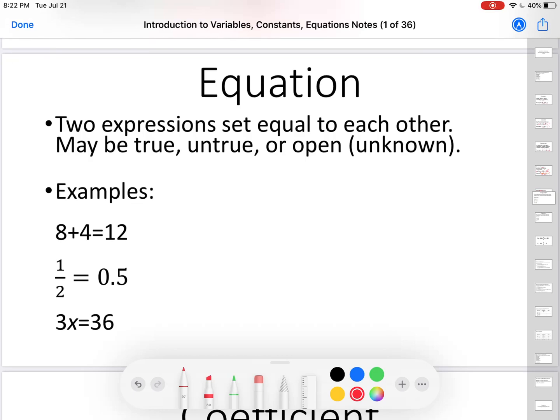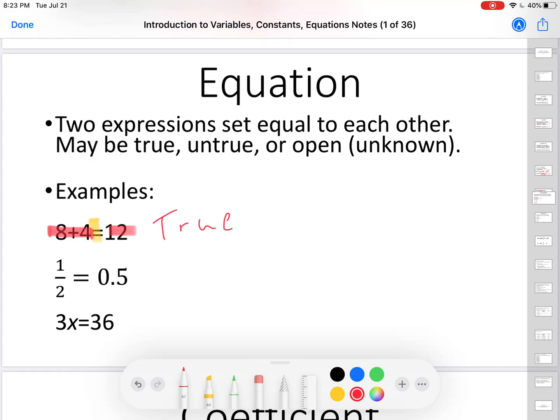Equations. An equation is when we have two expressions set equal to each other. They might be true, they might be untrue, or they could be open, which means we don't know if they're true or not. So, here's an example. 8 plus 4 is an expression. 12 is an expression. The equal sign between them says those two things are equal. Are they? Is this true? Yes. Because 8 plus 4 is 12 and 12 equals 12. This is a true equation.